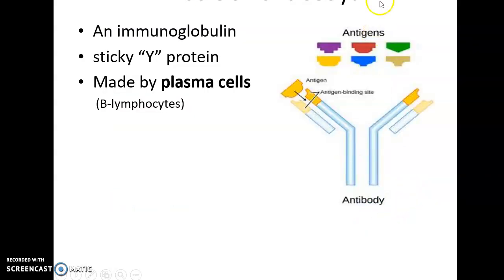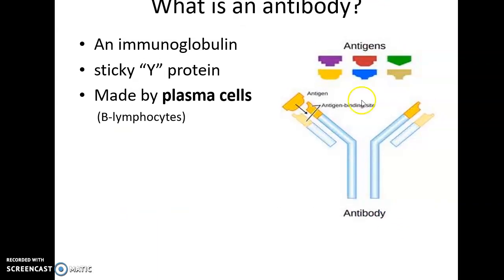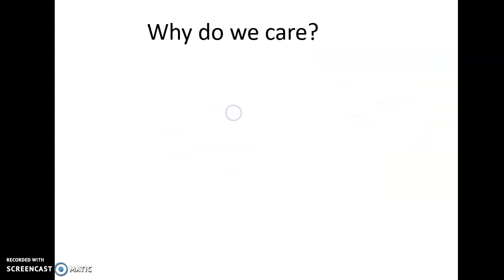So an antibody is a Y-shaped protein. It has sticky ends that can bind to different antigens. So each plasma cell makes its own antibody. That antibody binds to a very specific antigen. And again, an antigen is just a structure on the surface of the pathogen, just something on the surface, a structure, a shape. Why do we care?